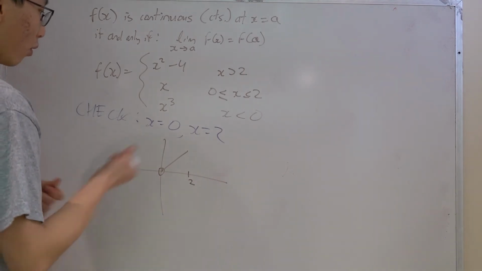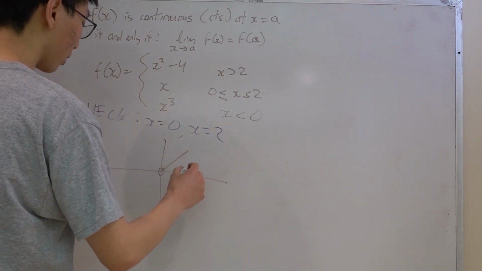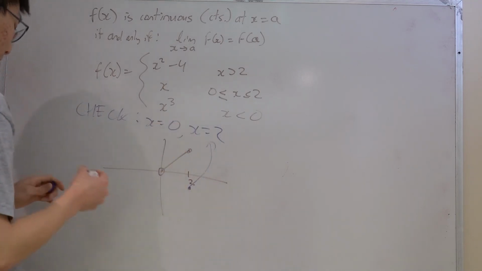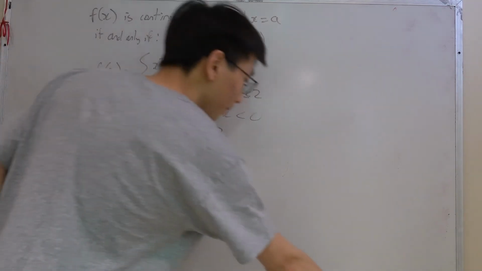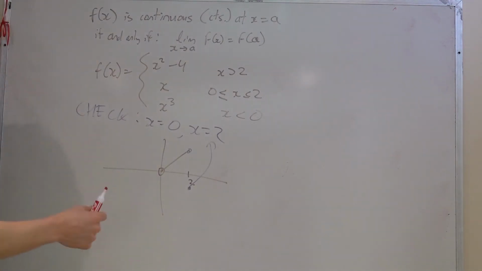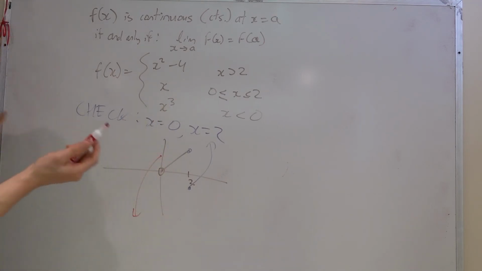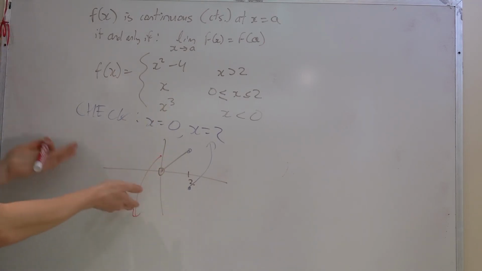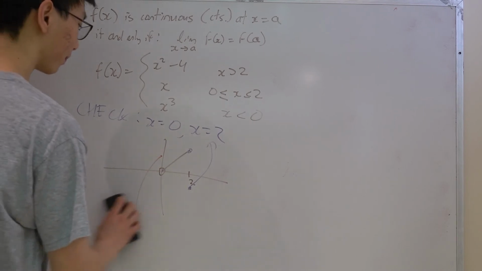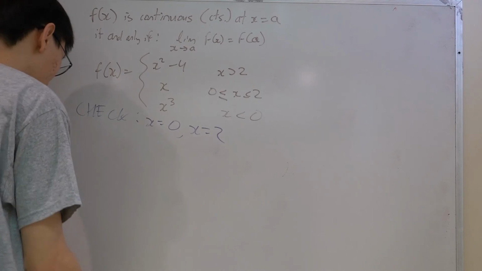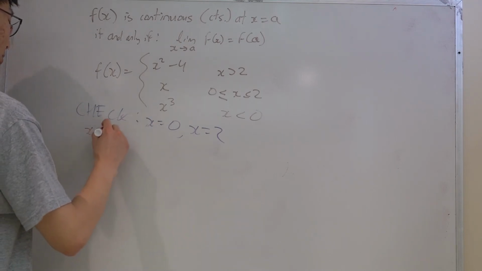Just understand what I'm doing right now, and that's probably enough. X squared minus 4, maybe it looks like that, you know, maybe there's a big jump, right? And then our other worry is that maybe at this point, it looks like that. Maybe that's what x cubed looks like, I don't know. So we're going to check whether this diagram is accurate. Right, so first let's check x equals 0. So our first check is x equals 0.